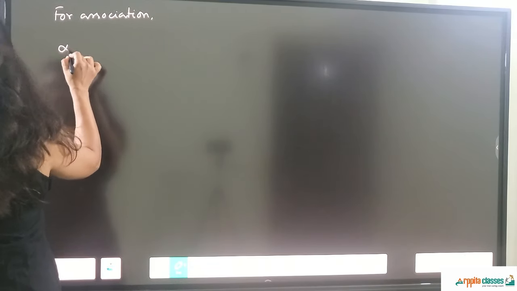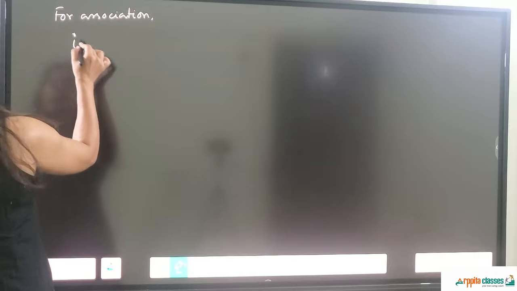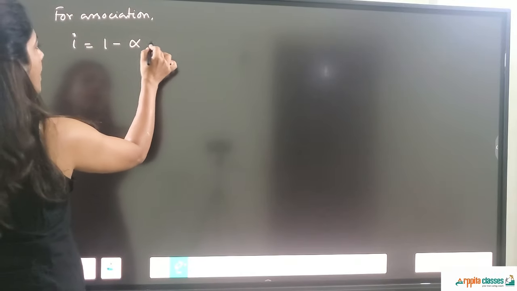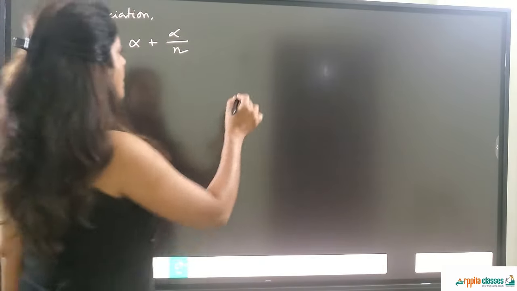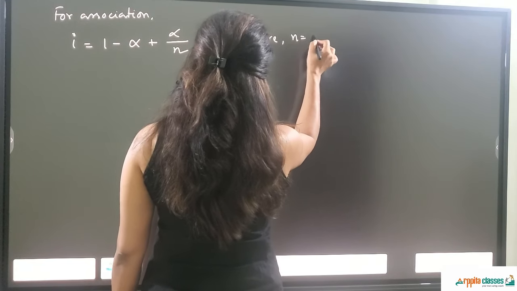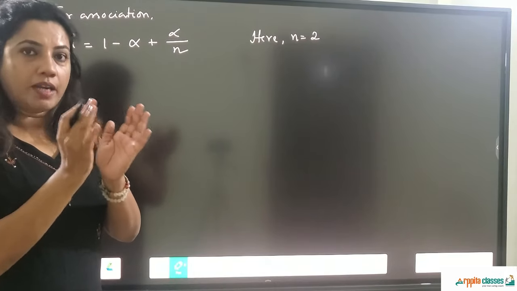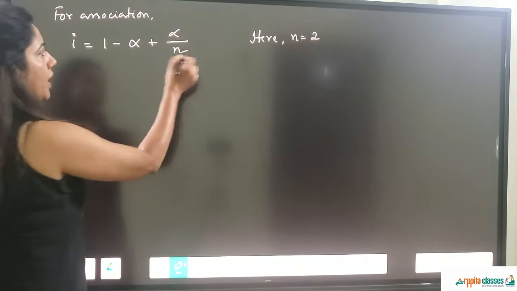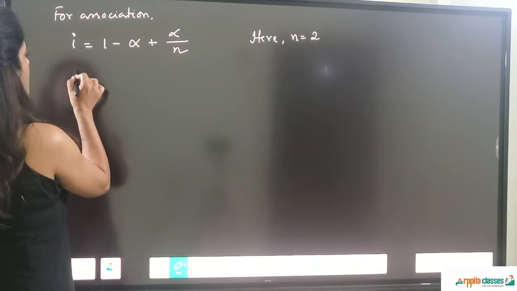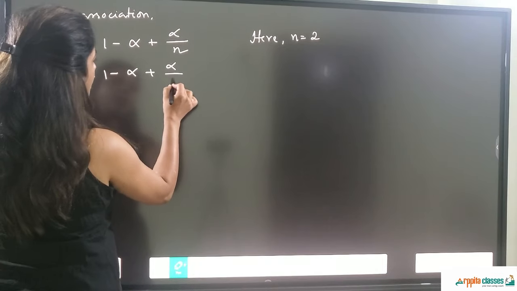The relationship is I is equal to 1 minus alpha plus alpha upon n. This is the relationship for association, and here n is equal to 2 because it is forming a dimer, meaning 2 molecules are forming one molecule. It's a dimer. So the value of n will be 2 over here. So I is equal to 1 minus alpha plus alpha upon 2.